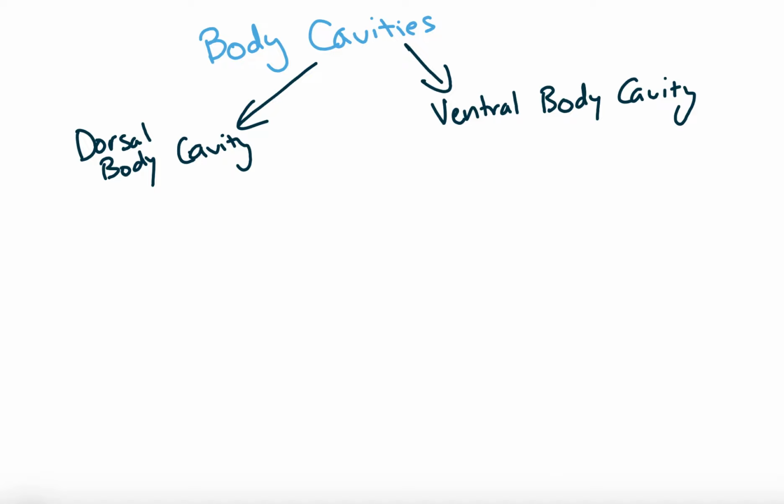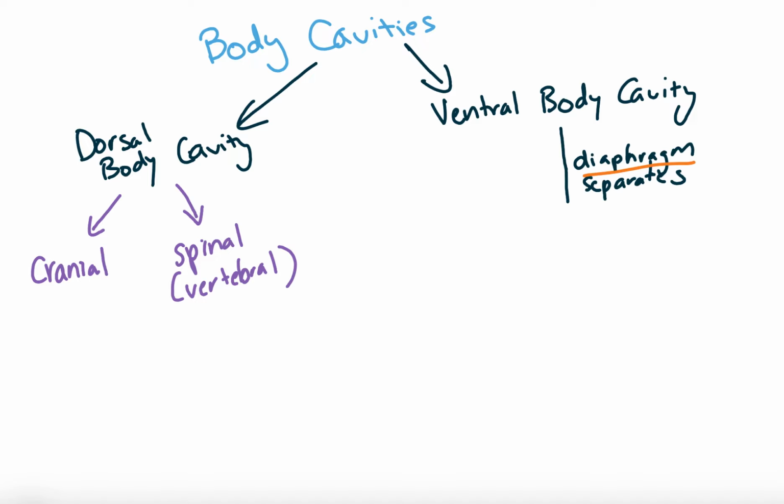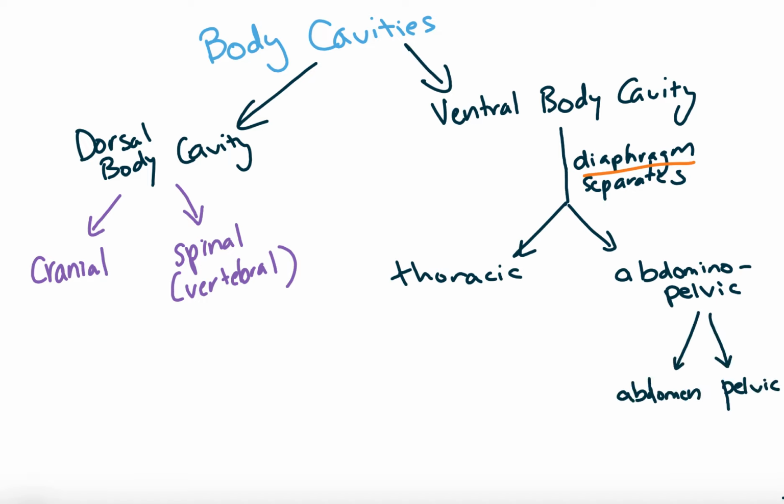Within the dorsal body cavity, you have cranial and spinal or vertebral cavities. They don't have a division between them, so they just have their own sections, which are not arbitrary, but there's no membrane separating the location of the cranial from the location of the spinal cavity. However, in the ventral body cavity, the diaphragm separates it into the thoracic and abdominal pelvic. The abdominal pelvic is further subdivided through arbitrary lines, meaning there's no membrane separating them.